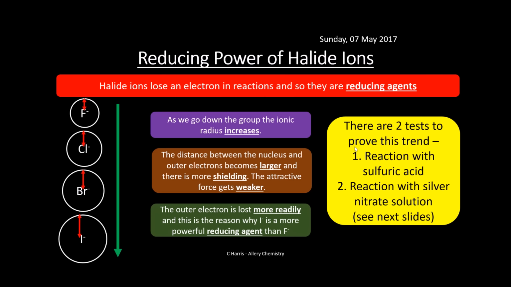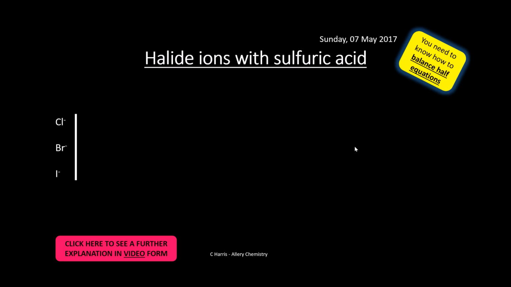Okay. Now there are two tests you need to know to prove this trend. So one's with sulfuric acid, which we'll look at next, and the other one is with silver nitrate solution. And you've got to know the results of both of them. And I think the most difficult one is the one with sulfuric acid, because you get a lot of equations here. So let's just talk it through, make sure you know what's going on.